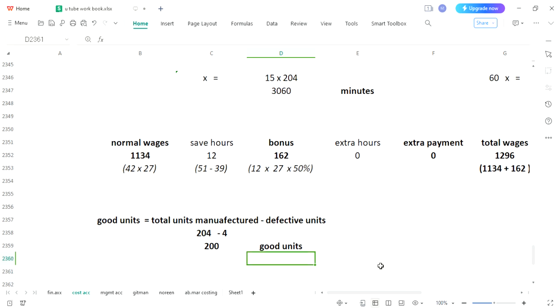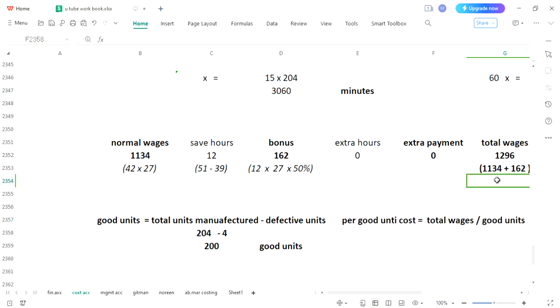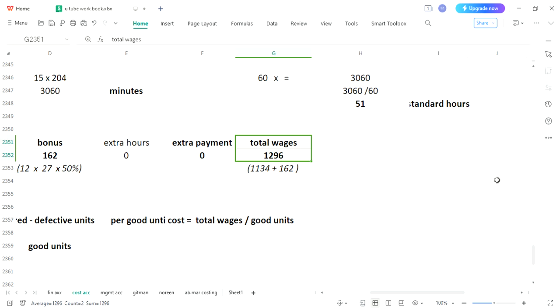Now we can calculate the per good unit cost. How would you calculate it? Total wages would be divided by good units. Total wages we have calculated for Y finally was here. This was only calculation, 1296.